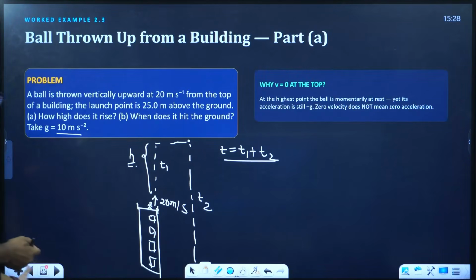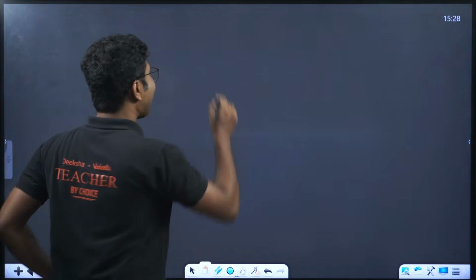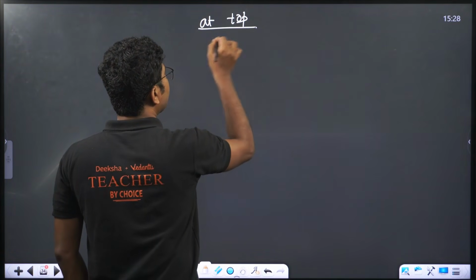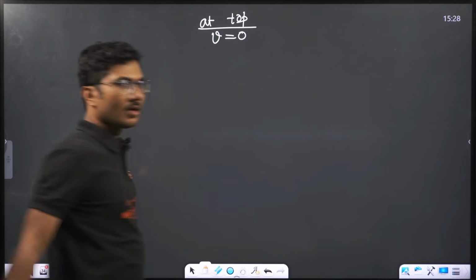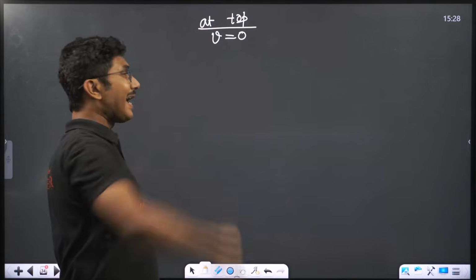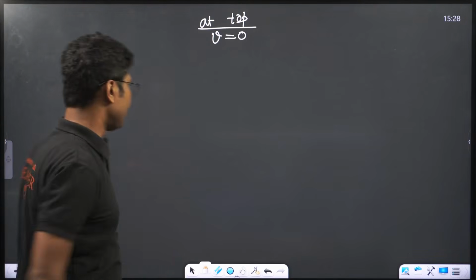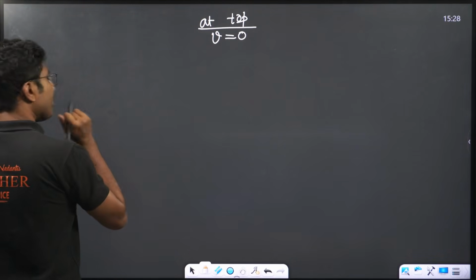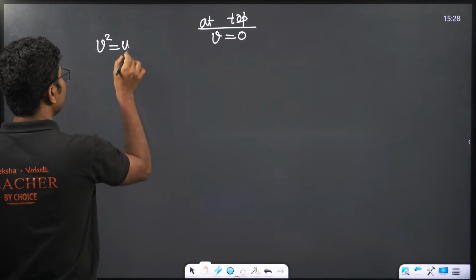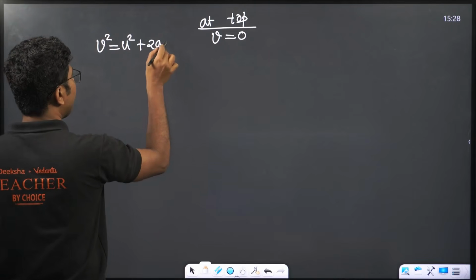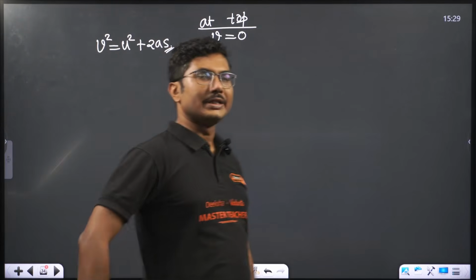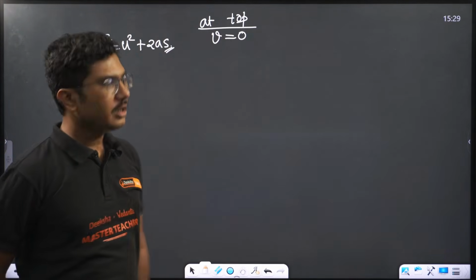So basically that's the only information we need to know, that at the top the velocity is equal to 0. So at the top position, velocity is 0, and using this we will be solving the question. First, obviously the height. What equation will we be using? We'll be using v square equals u square plus 2as. We use this equation because our target is to find this height. Time is not given in this particular case, so we will not be using that.